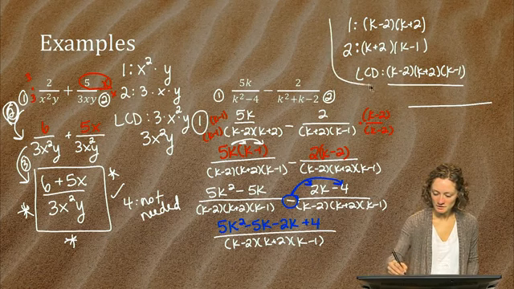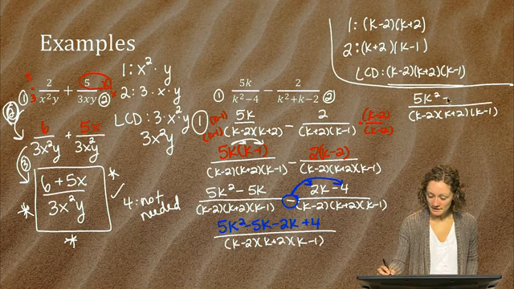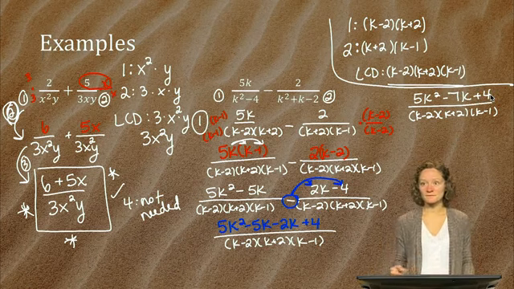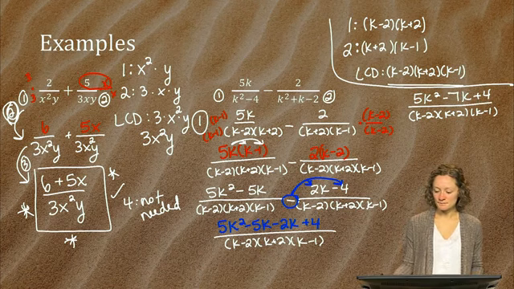Let's box this off. So our denominator is still k minus 2, k plus 2, k minus 1. Our numerator, we can combine 5k squared minus 5k minus 2k is minus 7k plus 4. And then the last step would be to simplify this.